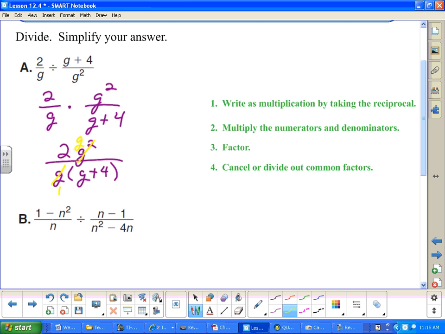Is there anything else I can cancel or simplify? Can I simplify this 2 and this 4? The 2 here and the 4 here, can I simplify them? No, because this 4 is attached to this g. All right, so if I don't have g plus 4, I can't do anything to this quantity here. So this answer is going to be 2g over g plus 4.